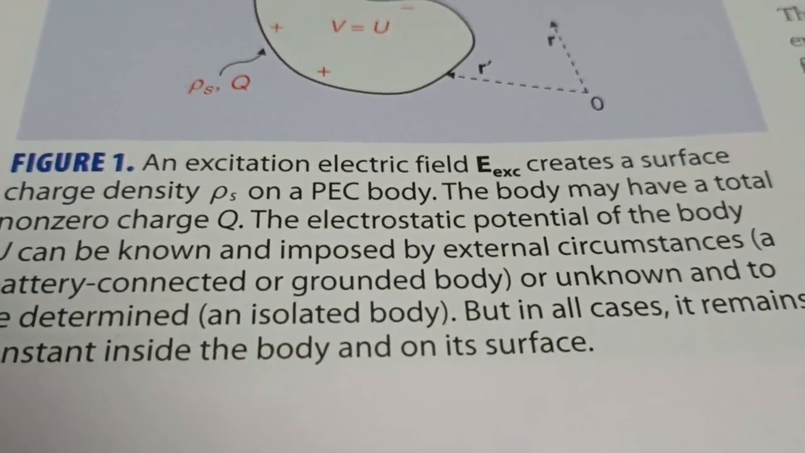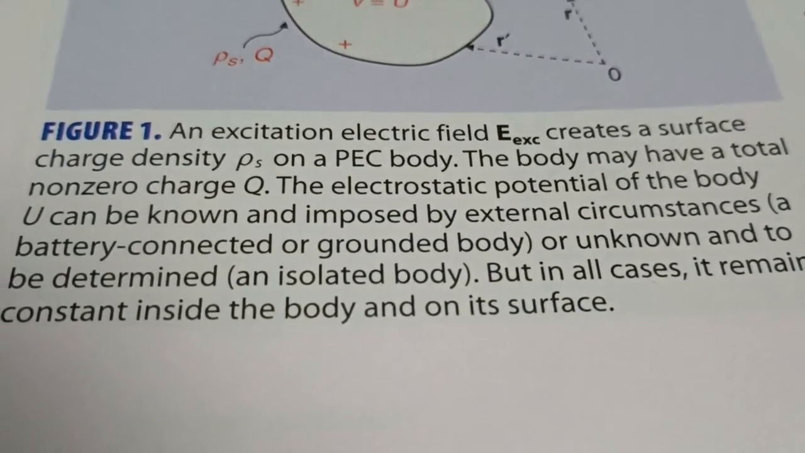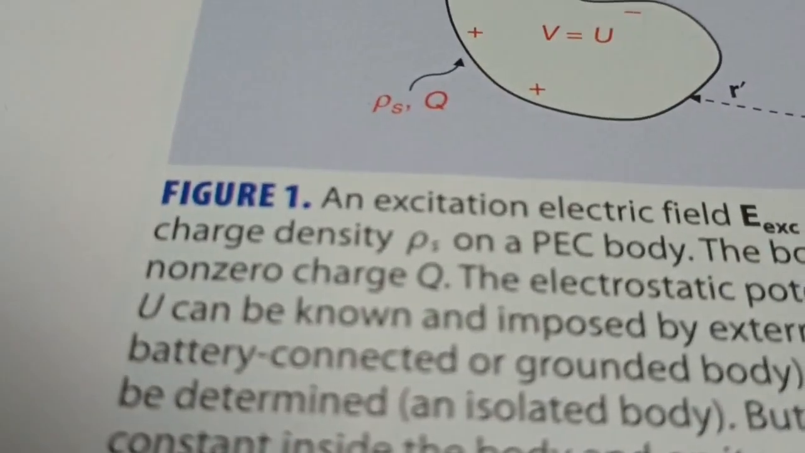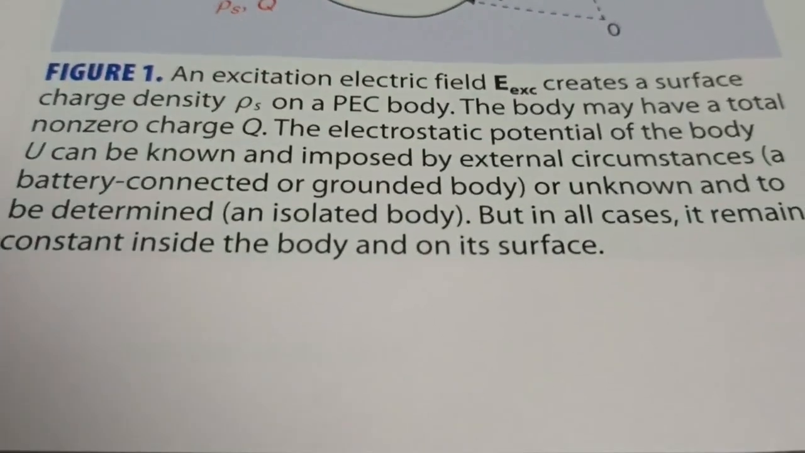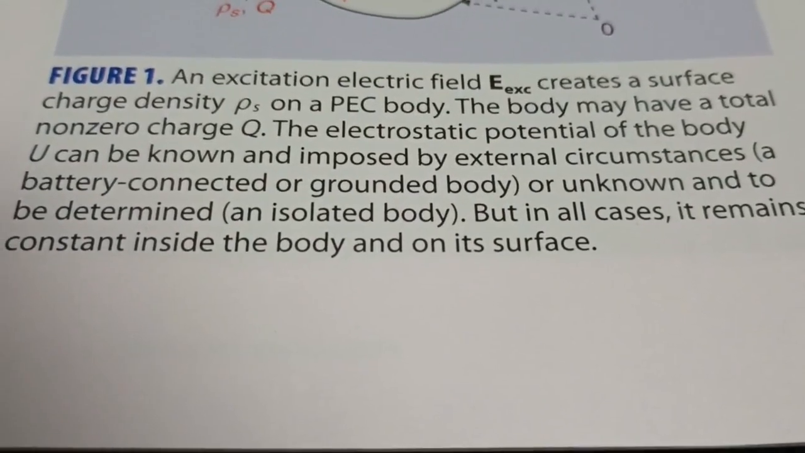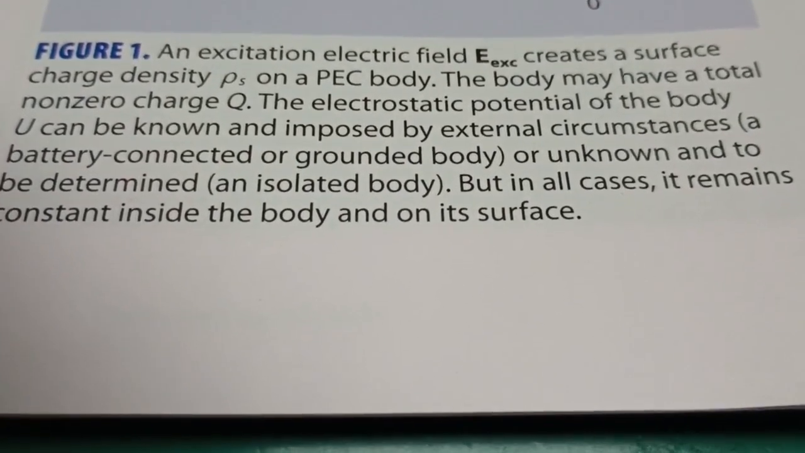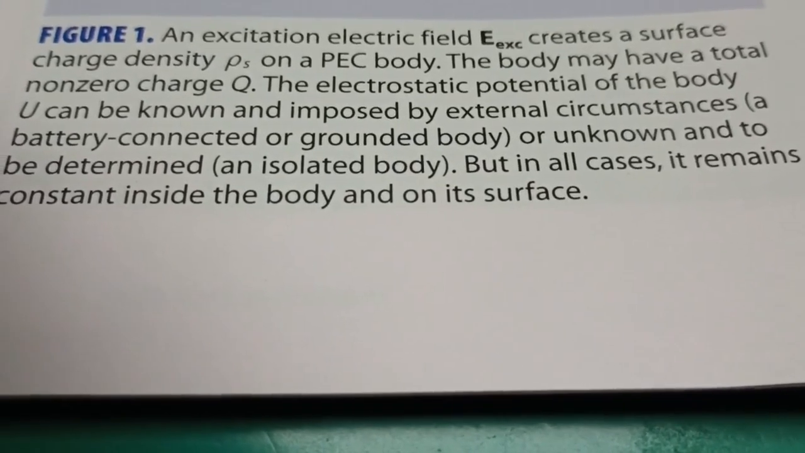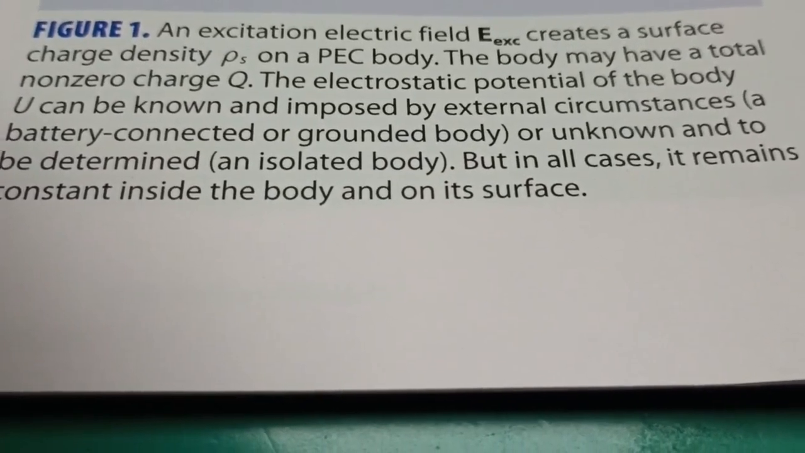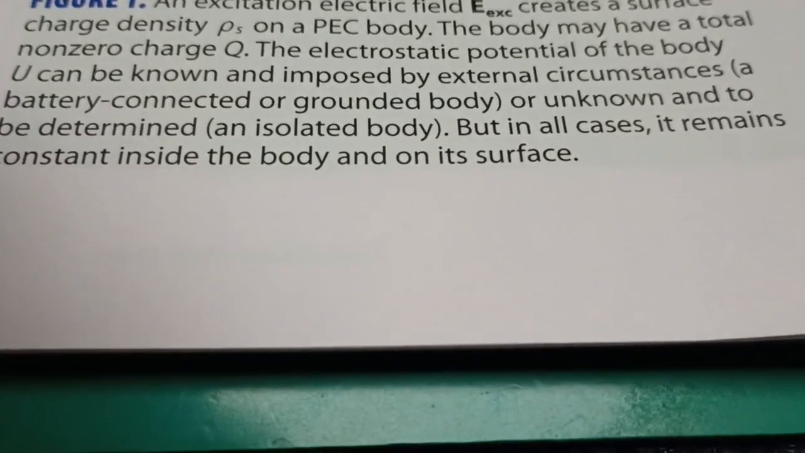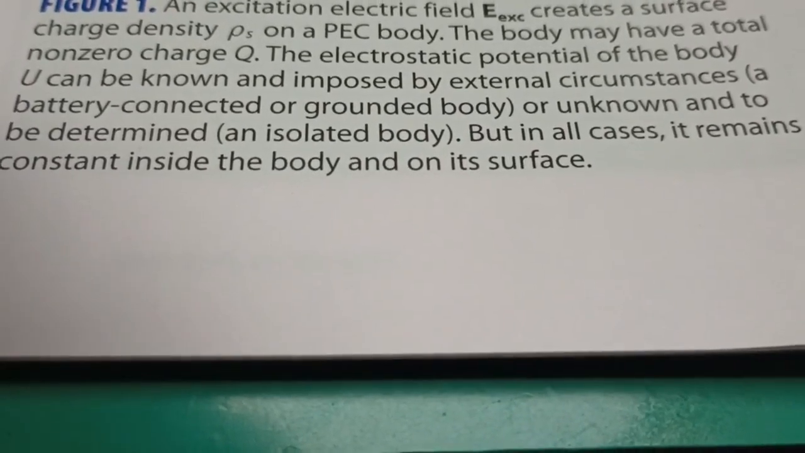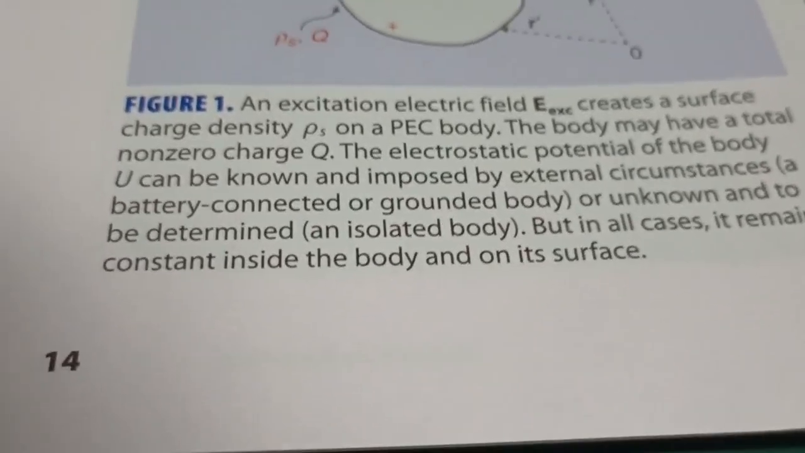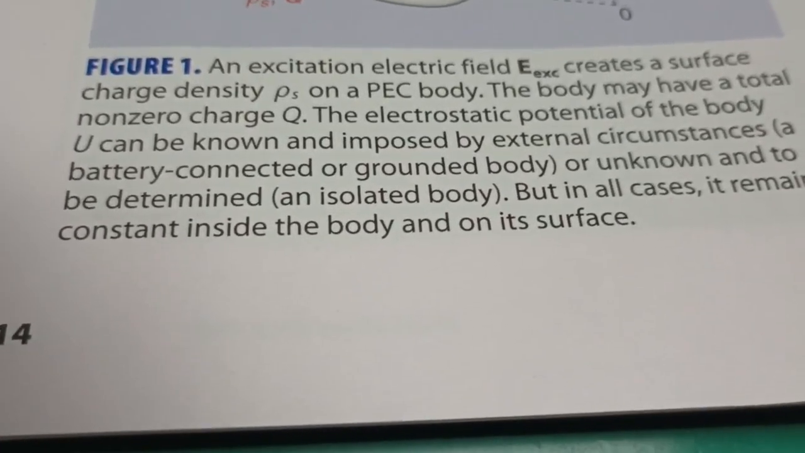An excitation field, E sub EXC, creates a surface charge density rho sub S on a body. And there's rho sub S. The potential can be known and imposed by external circumstances, a battery connected or grounded body, or unknown and to be determined, an isolated body. But in all cases, it remains constant inside the body and on its surface. Did you catch that? There's something extremely interesting there.